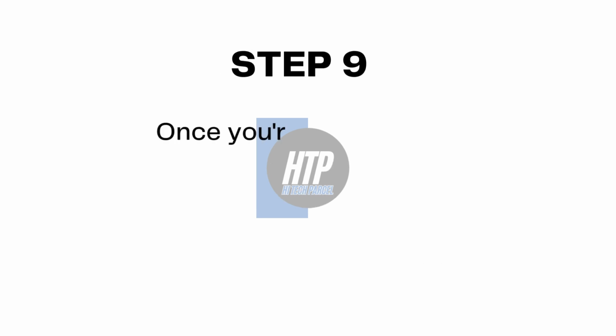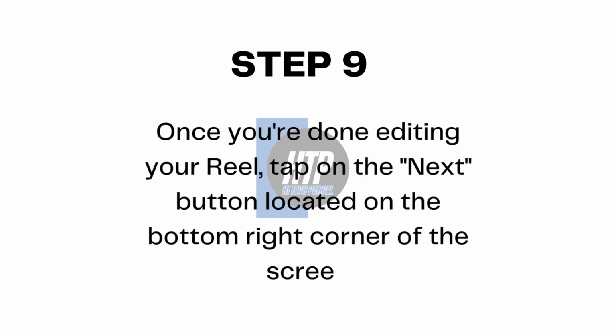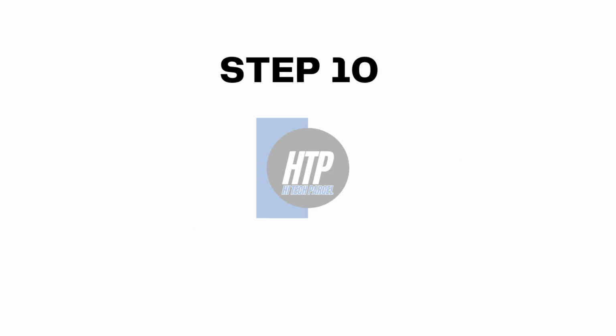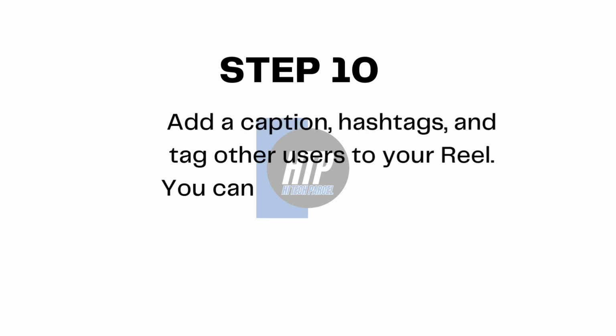Number 9. Once you're done editing your reel, tap on the Next button located on the bottom right corner of the screen. Number 10. Add a caption, hashtag and tag other users to your reel.